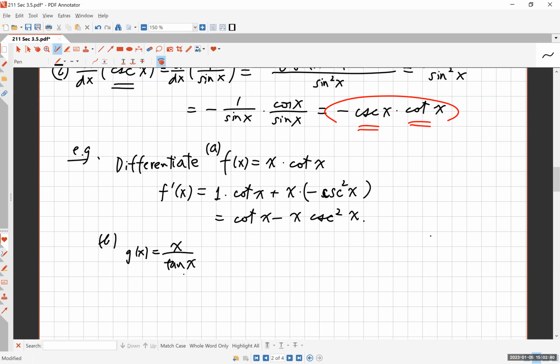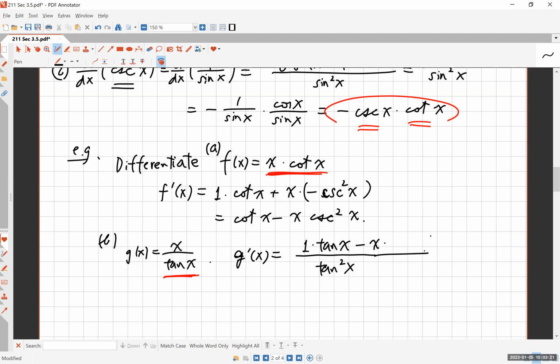Now, you may have noticed this is the same function as this. Do you see that? If you have 1 over tangent, it's the same thing as cotangent. So these are exactly the same function. So the derivative had better be the same, or at least they should be equivalent. Okay, let's verify that. The derivative of this quotient, according to the quotient rule, is going to have the denominator, which is the original denominator squared, and then the top is the derivative of the top times the bottom minus the top times the derivative of the bottom.